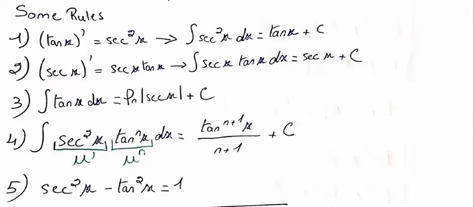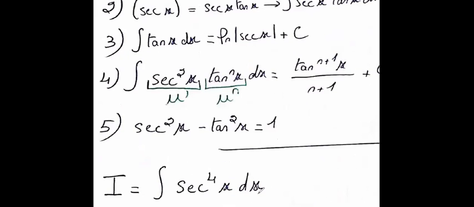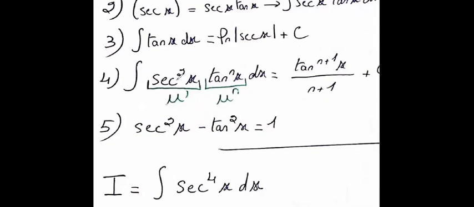All right, so let's start first of all with the integral of secant to the power 4. As you can see, most of these rules contain secant squared. Either it's the integral of secant squared, or the integral of secant squared multiplied by tangent to the power n, or secant squared minus tangent squared. So what I need to do is extract secant squared. And easily, secant power 4 is secant squared multiplied by secant squared.